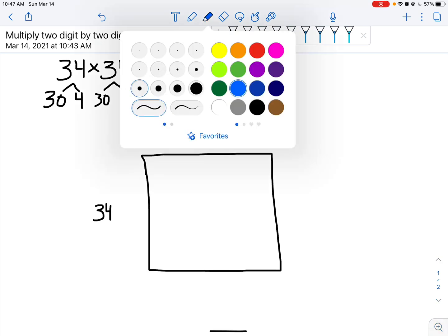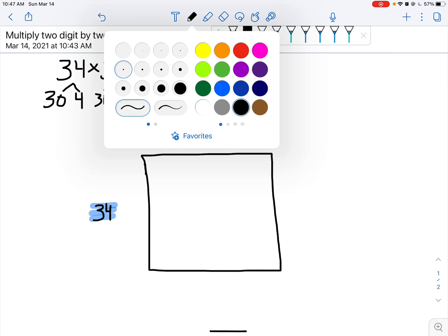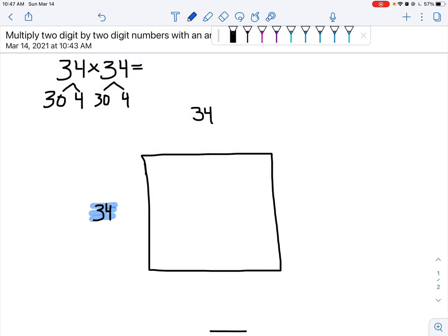So I'm going to take this 34 here and I'm going to break it up into a 30 and a 4. So I'm going to break it up like this. And I'm going to show that I have 30 here on this side length and 4 here on this side length, okay? Then I'm going to do the same thing with my other one.